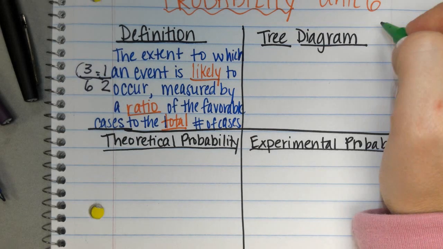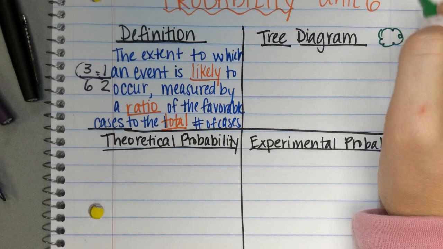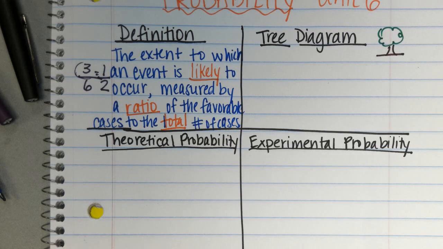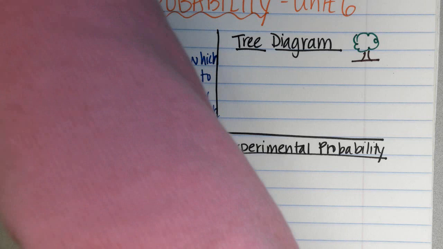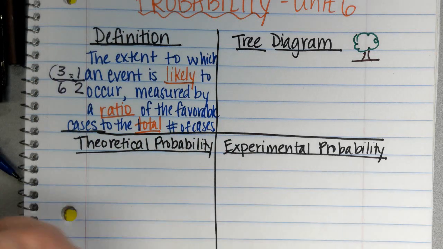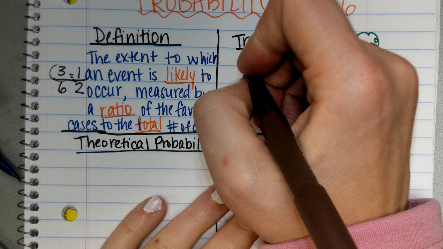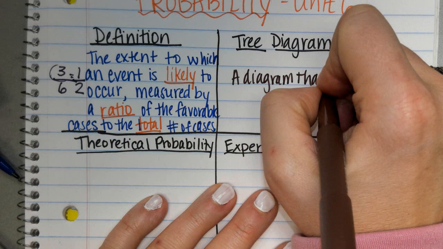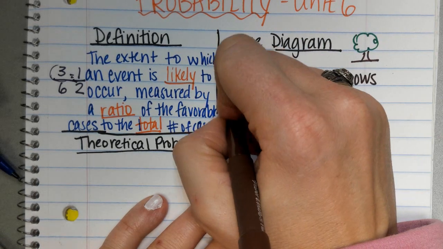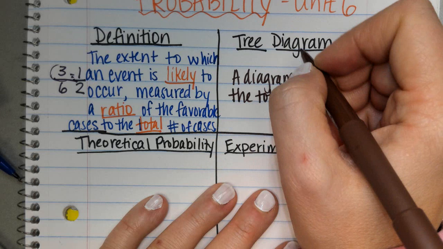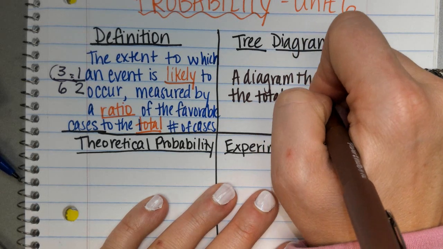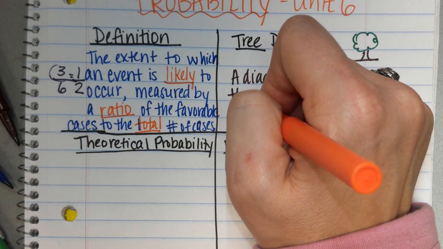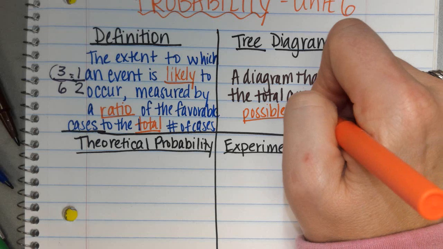Tree diagram. Some new pins. It has nothing really to do with a tree like this, but it does kind of look like a tree. A tree diagram is just a diagram that shows the total amount of, let me go back to some keywords here, possible outcomes.